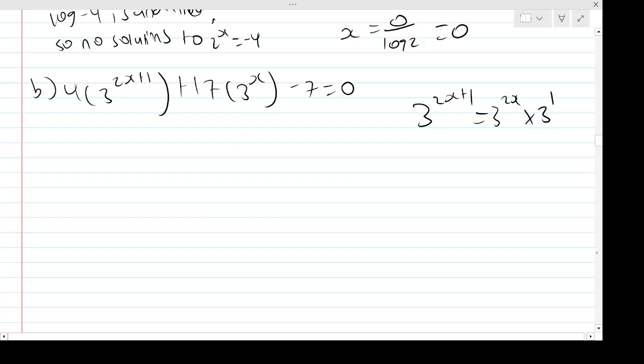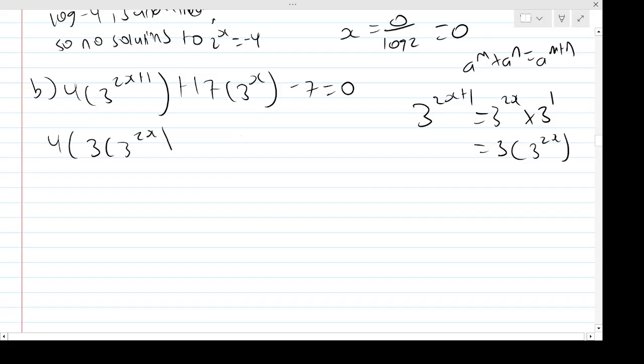Right? That's the power law: a to the m times a to the n, different powers, I add the powers. So here I'm adding the powers, so I can split it up into two multiplications in this way. Now actually 3 to the 1 is just 3, so that's 3 lots of 3 to the 2x. So if I bring that in here, that'll become 4 lots of 3 lots of 3 to the 2x, add 17 lots of 3 to the x, minus 7 equals 0.